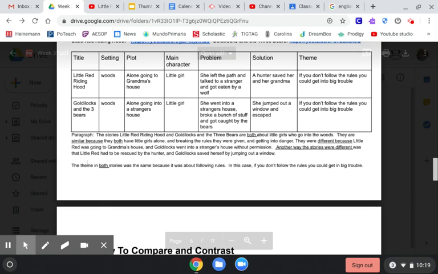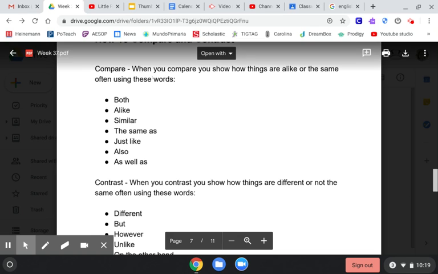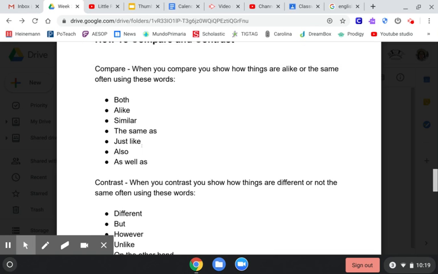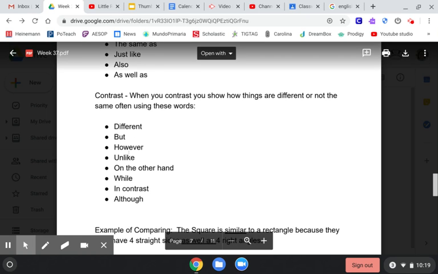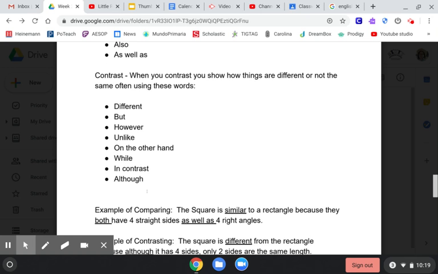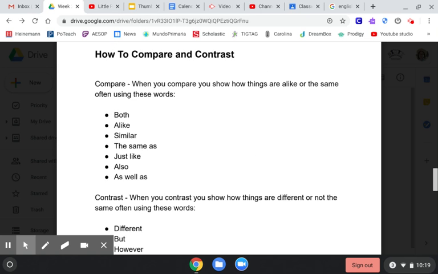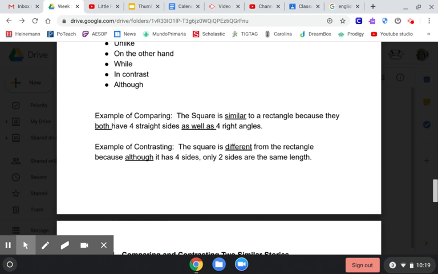Notice how I use both, similar, same, or different, and how to compare and contrast. You have this right here, so you can compare by saying both, alike, similar, the same as, just like, also, and as well. Comparing is when things are alike or the same, so they're similar. Now contrasting is when something is different or not the same, so different, but, however, unlike, on the other hand, while, in contrast, although. These are all words that mean there's something different. And these are all words that mean something is the same. So, an example of comparing: the square is similar to a rectangle because they both have four straight sides as well as four right angles. An example of contrasting would be: the square is different from the rectangle because although it has four sides, only two sides are the same length.